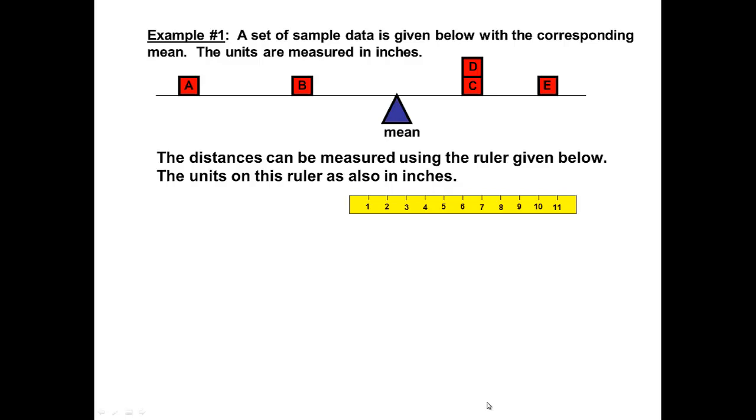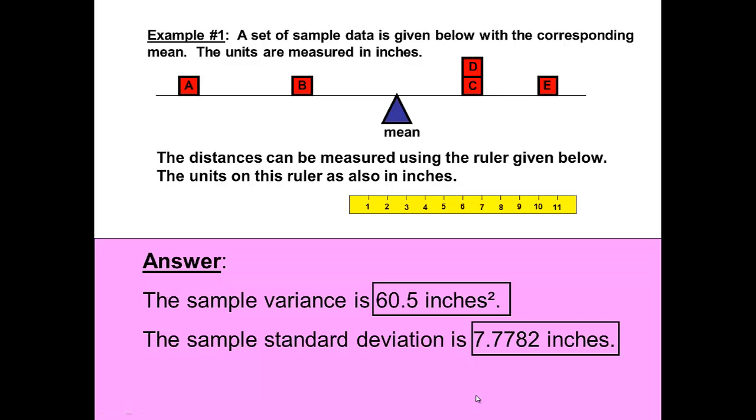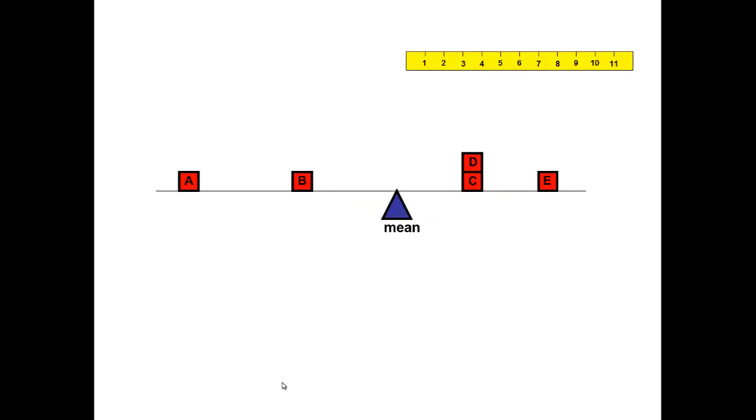So, back to how far apart our points are from the mean, we can say that the sample variance is 60.5 inches squared and the sample standard deviation is 7.7782 inches. Notice the units. Sample variance is squared, sample standard deviation is in single units.